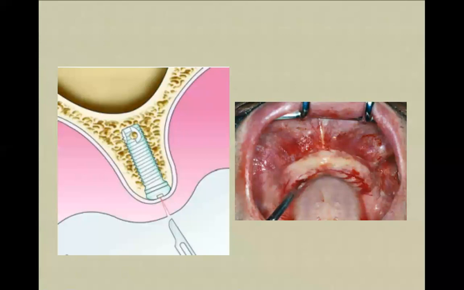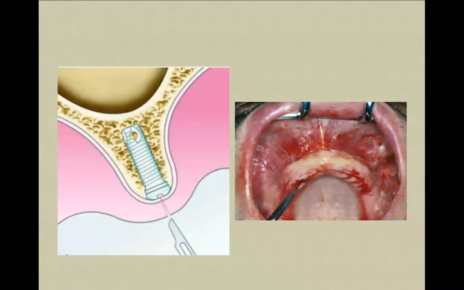Then, according to our protocol, we're doing an OPG again, because we want to know the localization of the implant and the state of the bone around the implants, and then you are doing the uncover procedure. Well, uncover is a very simple procedure. I think that a few minutes later, we're going to finish our presentation.